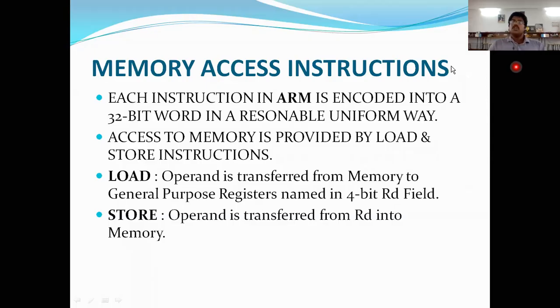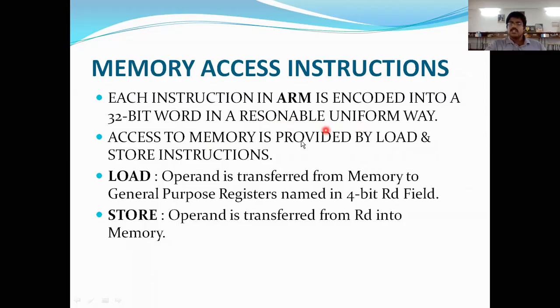What he is trying to say is that each instruction in ARM is encoded into a 32-bit word. That's what we discussed in the previous class: the size of each register is 32-bit. That means the word length is also 32-bit. Each instruction in ARM will be encoded into a 32-bit word. So in ARM the word size is 32-bit, and it is in a reasonably uniform way.